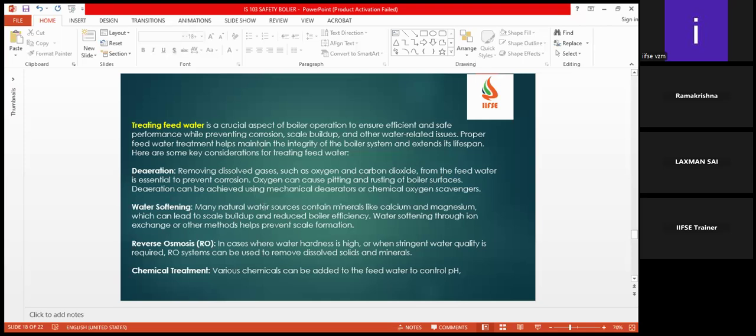Then water softening, that is also one of the options. So we have softener plants. Many natural water sources contain minerals like calcium and magnesium, which can lead to scale buildup. Basically, these are the two minerals that majorly create scaling when used in heating systems, and reduce boiler efficiency. Water softening through ion exchange or other methods can prevent this scale formation. So before feeding the boiler, take out all the magnesium and calcium from the water so that we can avoid scale formation in the boiler components.